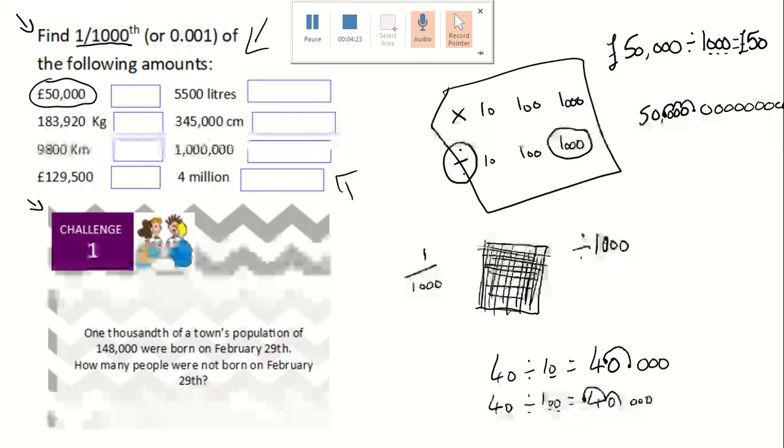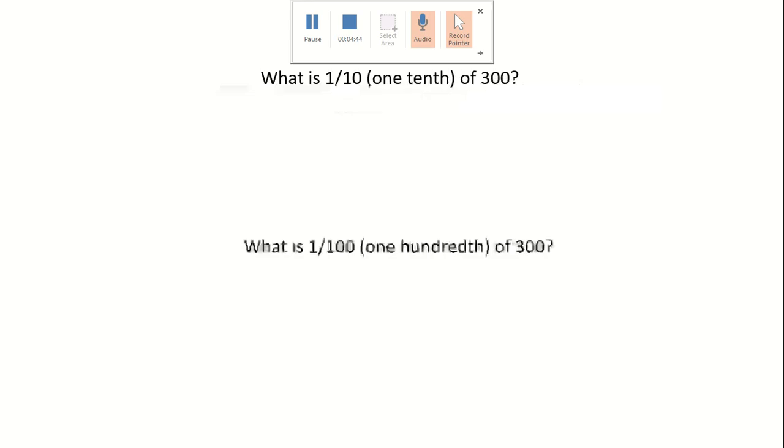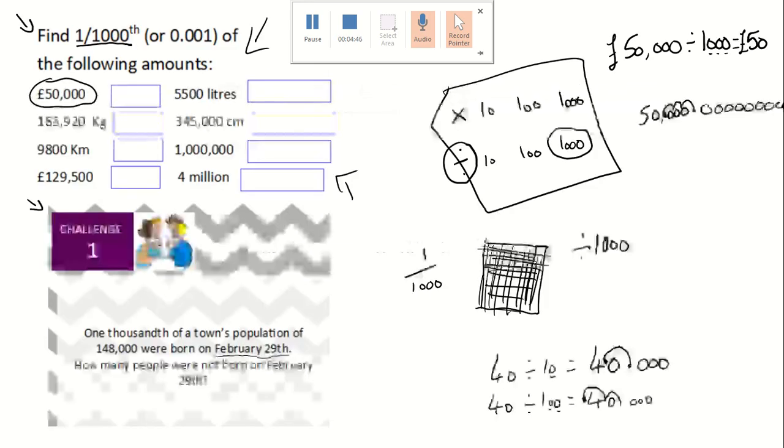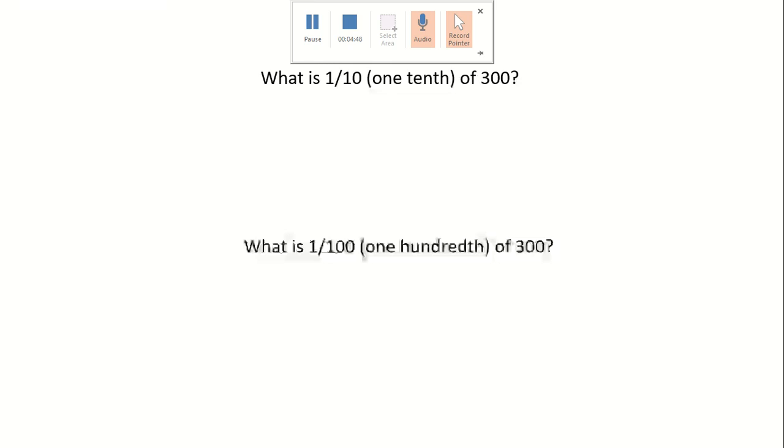The challenges still involve dividing by 10, 100 or 1,000, but all I'm going to say is read the question. For example, this first one. 1,000th of the town were born on this date. How many people were not born on that date? So you need to find 1,000th, how many people were born on that day, and then you need to do another thing with that number. So the challenges are all 2-step problems.